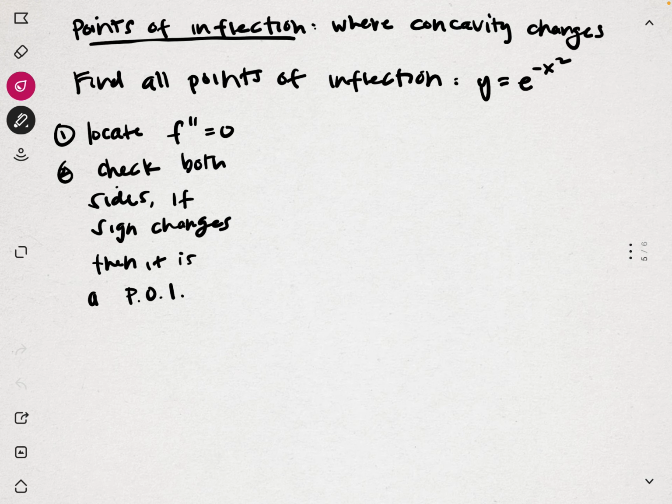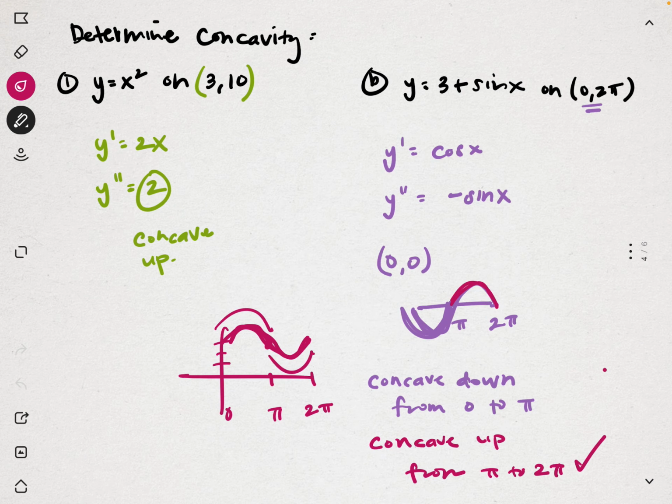Okay, so on to the last one. We're looking at points of inflection. So if we're talking about concavity, we already pretty much know where the points of inflection are. So it's just where the concavity changes, so where it goes from down to up or up to down. So for this sine one, the point of inflection would be at pi because it changes concavity there.